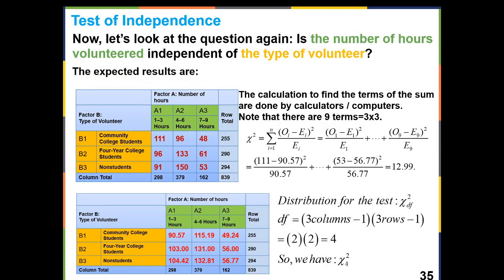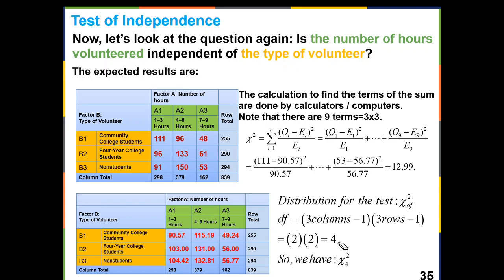So we could do it by hand, right? If we do, I'm not going to do it here, but if you do, you subtract these, square them, and divide by expected. Subtract these two, square it, and divide by this. Subtract these two, square it, and divide by this. And then add them all up. In this case, you get 12.99.